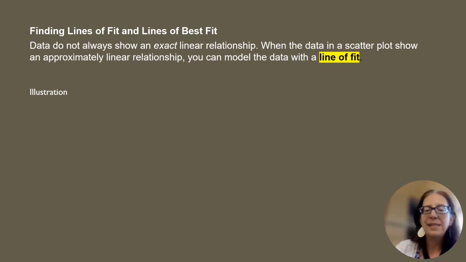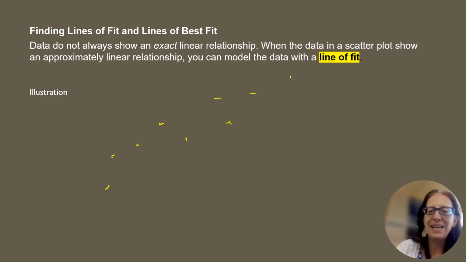So data do not always show an exact linear relationship. Now, something like the prom venue probably is exactly a linear relationship. But if you're measuring stuff, like we're going to look at one where you're measuring the length of a bone, that data is not going to be as cut and dry. So what you often see with actual data that you're measuring is that it looks sort of like a line, but not quite.